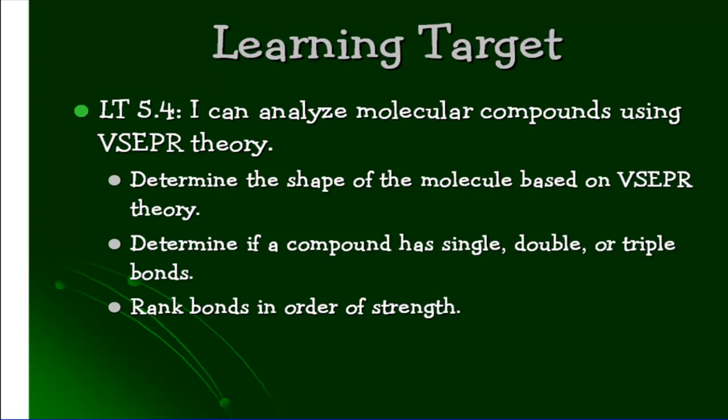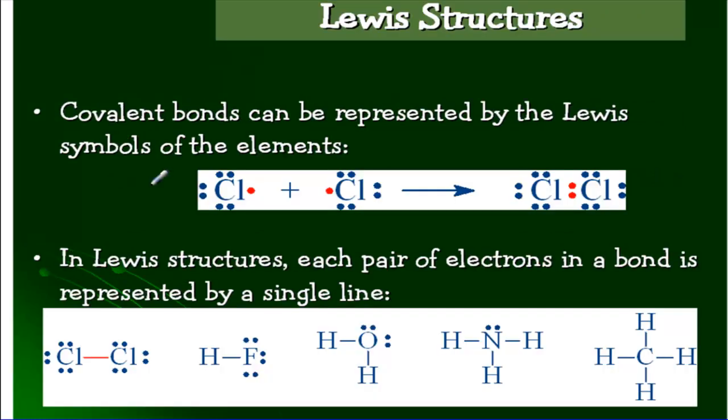Our next learning target is about VSEPR theory. And here are the bullets that we're going to be looking at. So we're going to analyze the molecular compound using VSEPR theory. So the first thing we're going to do is talk about our Lewis structures.